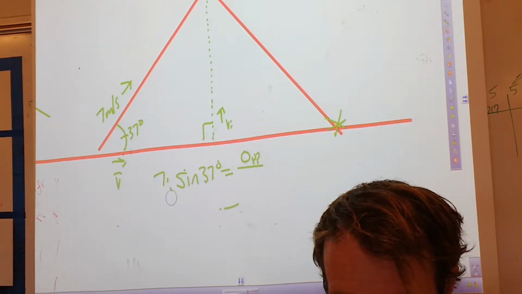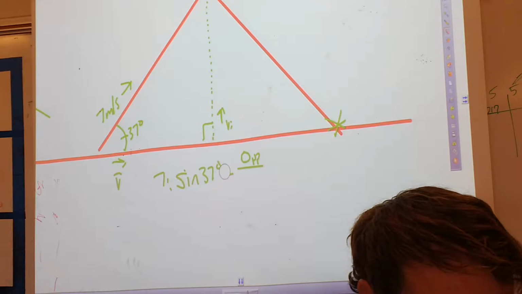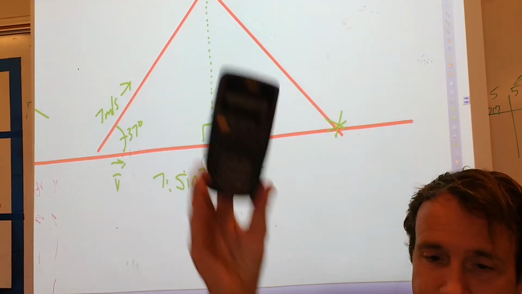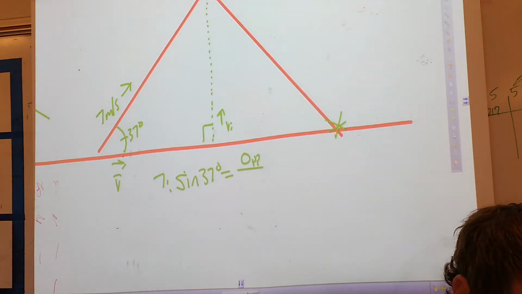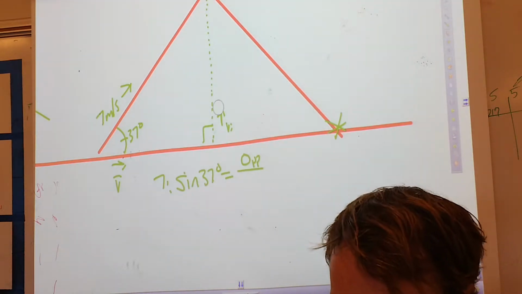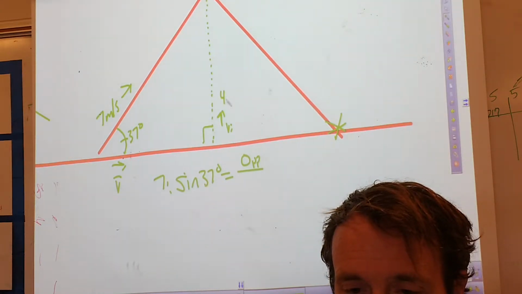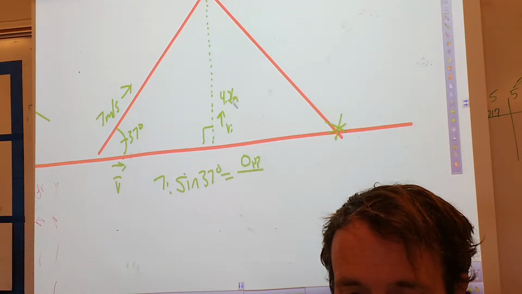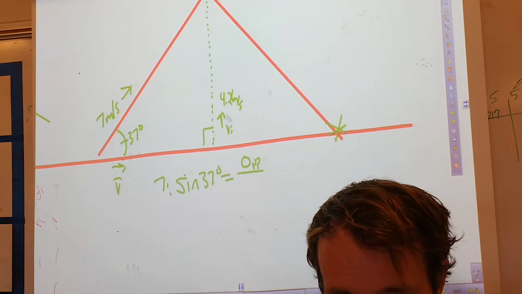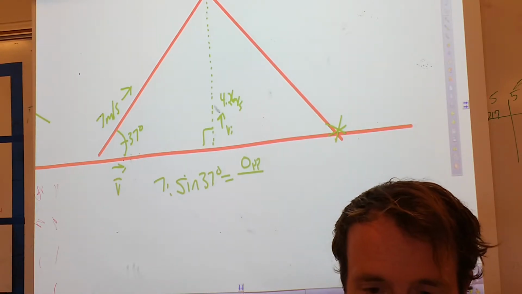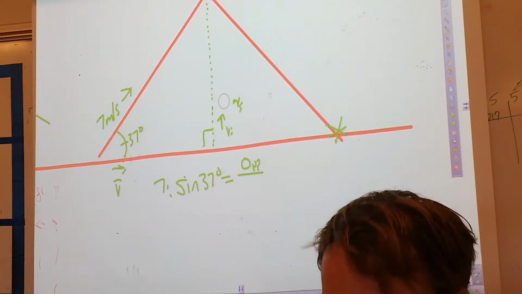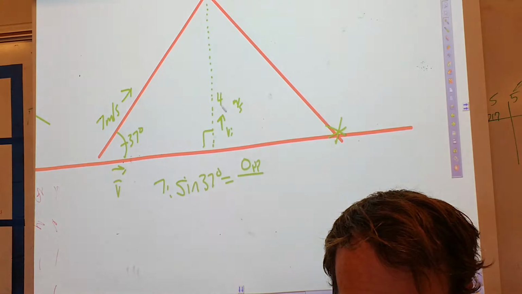So let's see what that is. I'm using one of these bad boys, a real simple TI-30. 37 sine times 7. That gives us an initial velocity up of 4.21 meters per second. Now, it's a good idea to go ahead and keep a couple decimals, because we're going to use this number again later. So don't write 4.2. Go ahead and write 4.21 as your answer. That's going to help you out later.